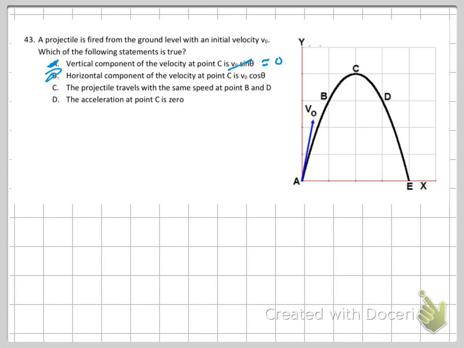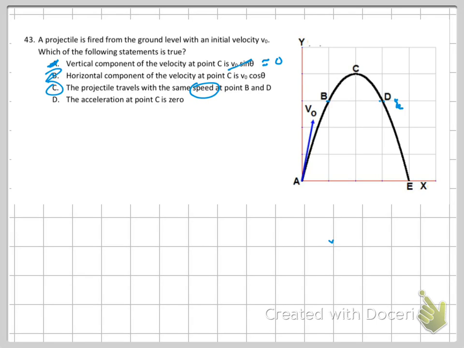And let's see, the projectile travels with the same speed at point B and D. Well, since they're at the same height in the path, it would have the same exact speed and also time. Obviously, this velocity would be in the positive direction. This guy here would be in the negative direction. But since we're talking about speed, and speed is a scalar, they would be the same.